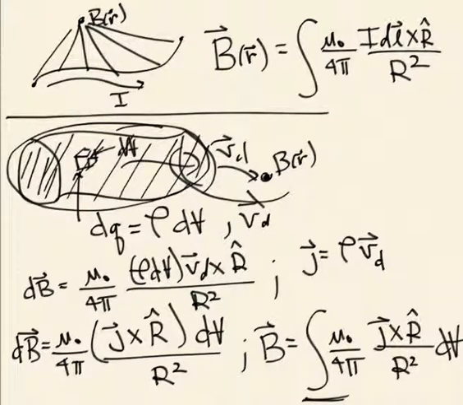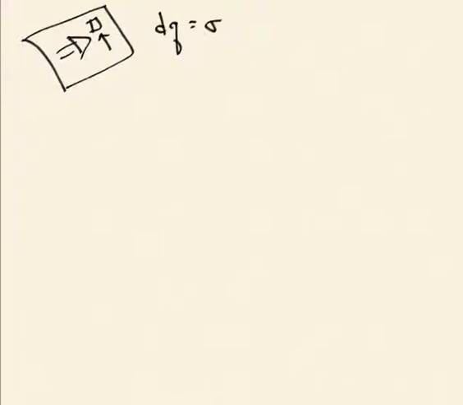Finally, imagine that instead of a volume carrying current, I have a sheet of metal on which I'm carrying a current. I take a little bit of the sheet that's carrying current. The charge associated with that little area will be the charge density per unit area, which I would usually write as sigma, times the area element. And I can define a surface current K as sigma times v drift. That has units of amps per meter.